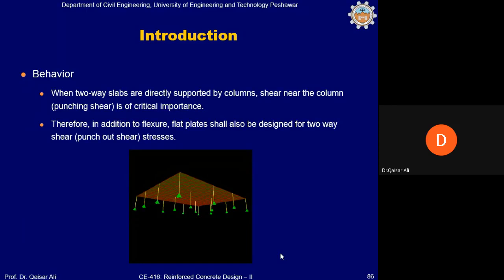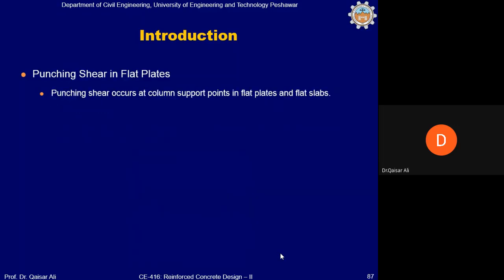So in order to eliminate this problem of punching shear, the drop panel and column capital are provided. One of them or both of them can be provided at one and the same time. Okay, there are ACI code requirements for the provision of column capital and drop panel, which will be discussed in the next slides.